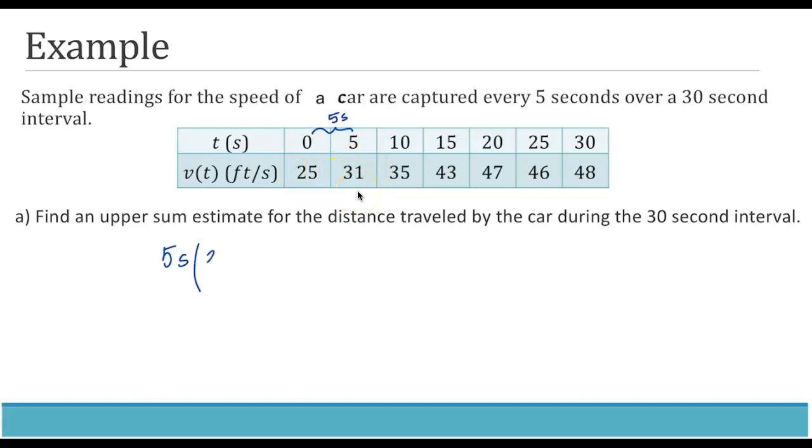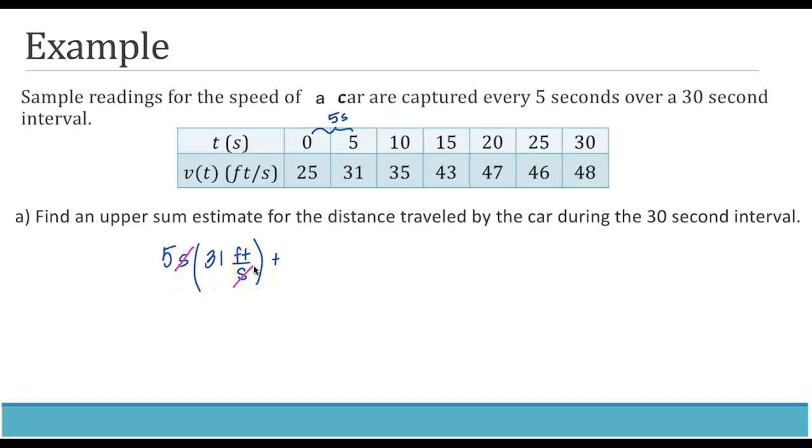So 31, and then the units there are feet per second. So notice what's going to happen is that the units of seconds are going to cancel out. And so we're going to be left with just units that are in feet, which makes sense since this is an estimate for distance traveled. So now let's do the remaining computations, and this time I'll leave off the units.